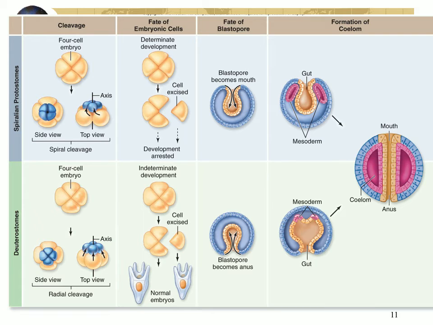And so if you split the embryo at the 4 cell stage or the 8 cell stage, what you wind up with are 2 embryos, one larger than the other. So this is called indeterminate.